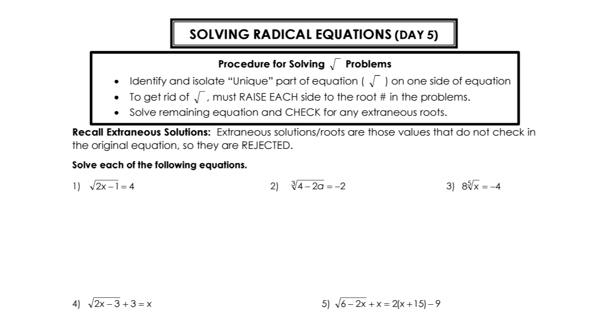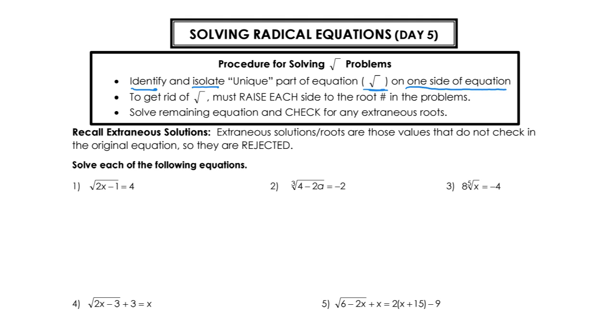All right, guys, we are on day 5, and we're going to solve radical equations today. What we have to remember is that we have to isolate our radical and what's underneath it. So that's our first step, to identify and isolate our radical and what is underneath it, and we're going to get that by itself on one side of the equation.